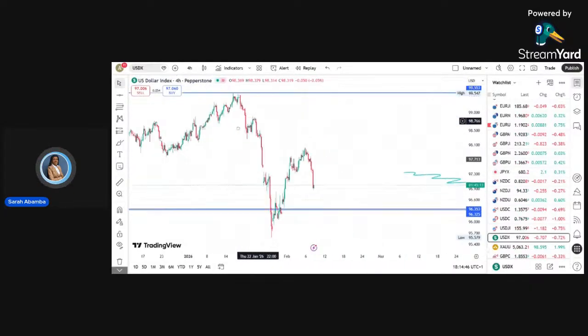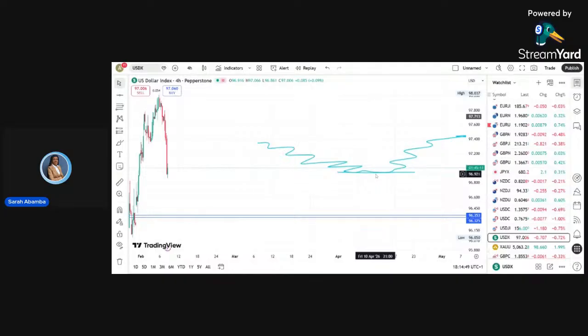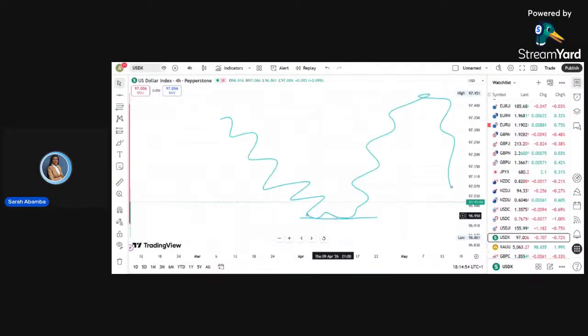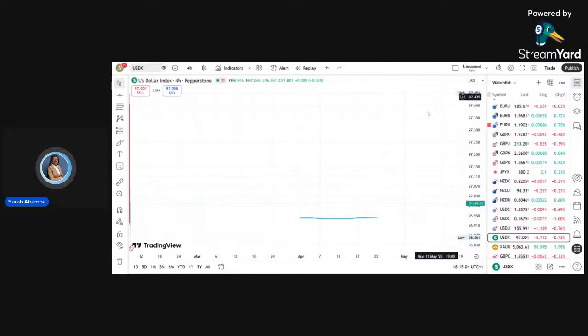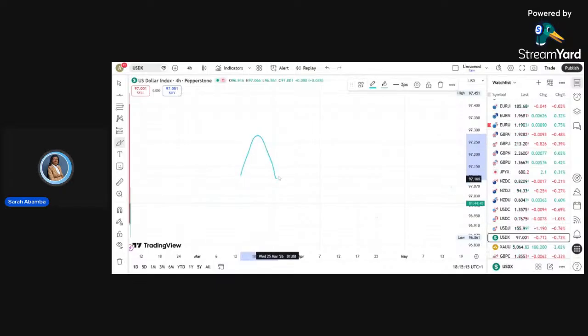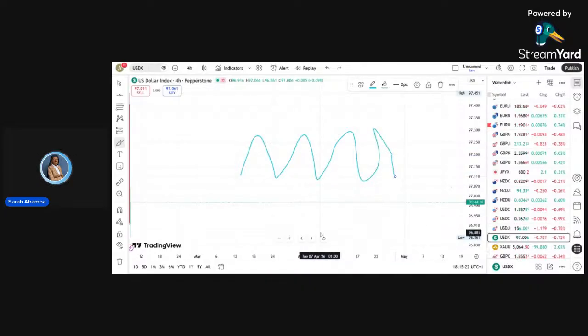So the next market is the ranging market. The ranging market is such that the market goes between a defined support and resistance. Market goes back and forth within a defined support and resistance. So it is neither in an uptrend nor in a downtrend. It's just going back and forth. So we have something like this as a ranging market.